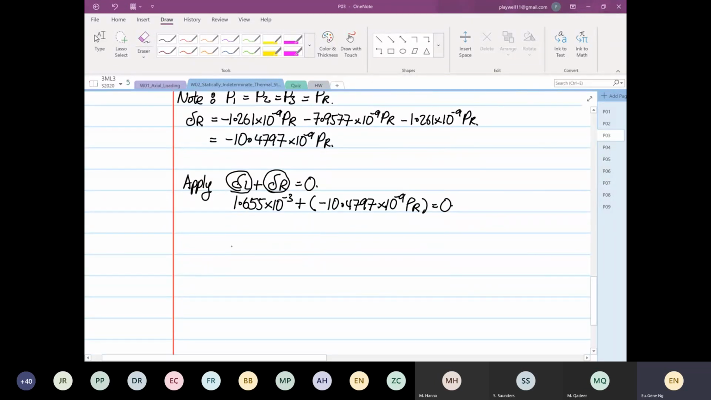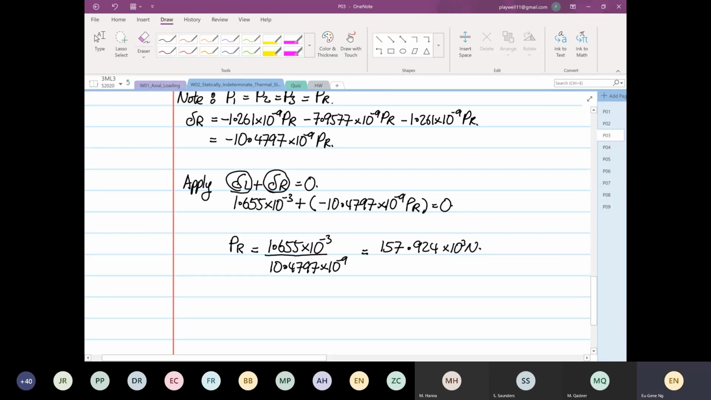Okay, so PR will be equal to 1.655 times 10 to the power minus 3 divided by 10.4797 times 10 to the power minus 9. So this will be equal to 1.655 power minus 3 by 10.4796 power minus 9. So it's equal to 157.924 times 10 to the power 3 Newton.